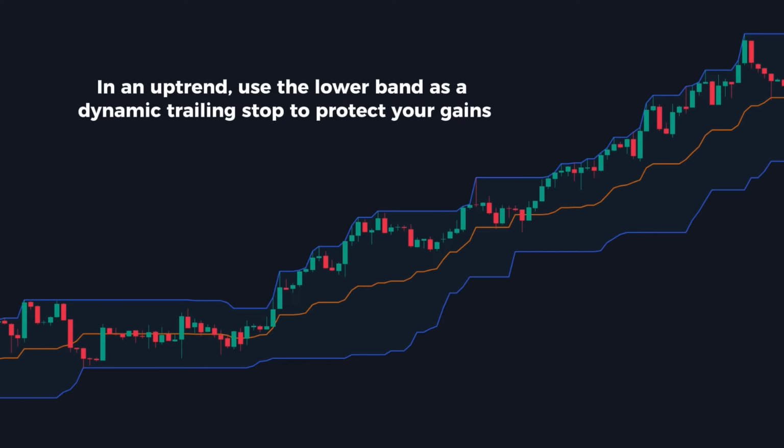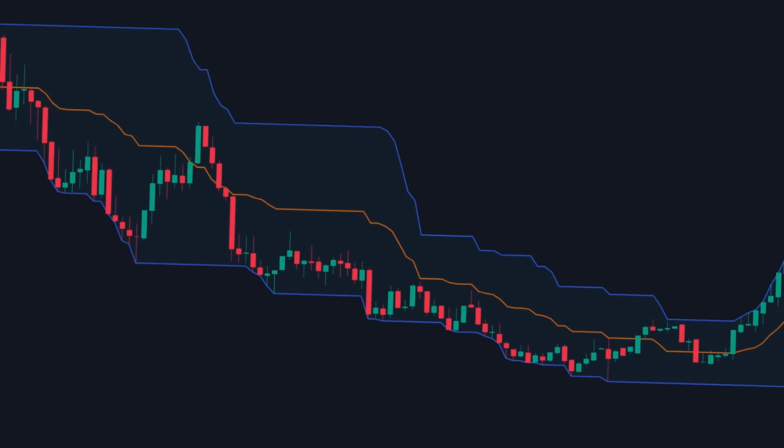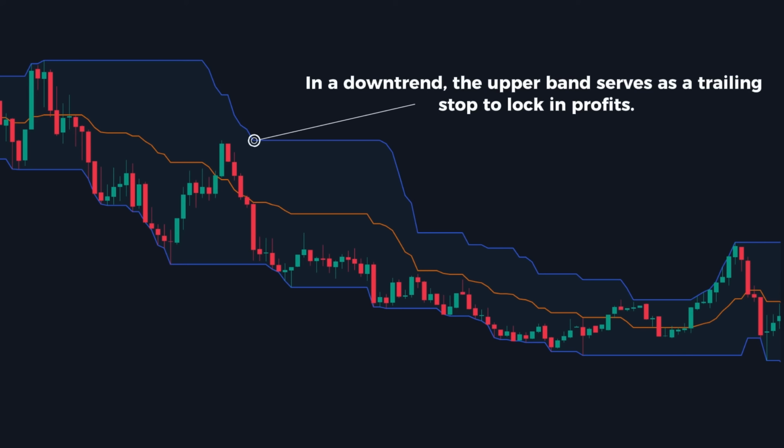Using the Donchian Channel as a trailing stop. During strong trends, in an uptrend, use the lower band as a dynamic trailing stop to protect your gains. In a downtrend, the upper band serves as a trailing stop to lock in profits.